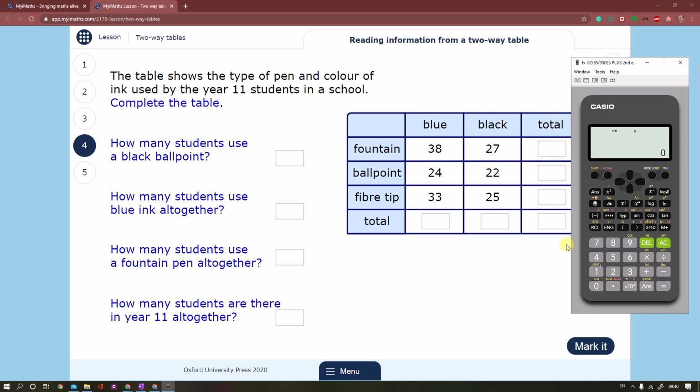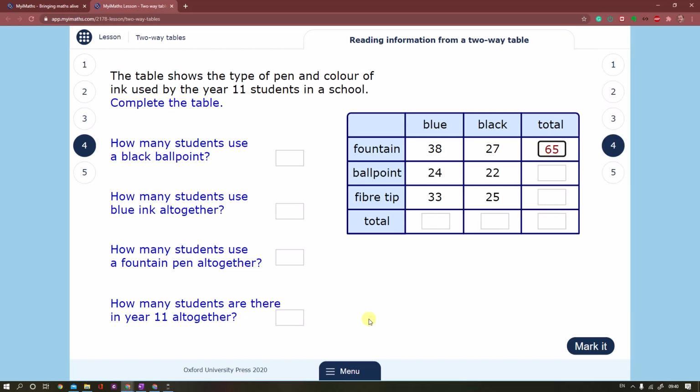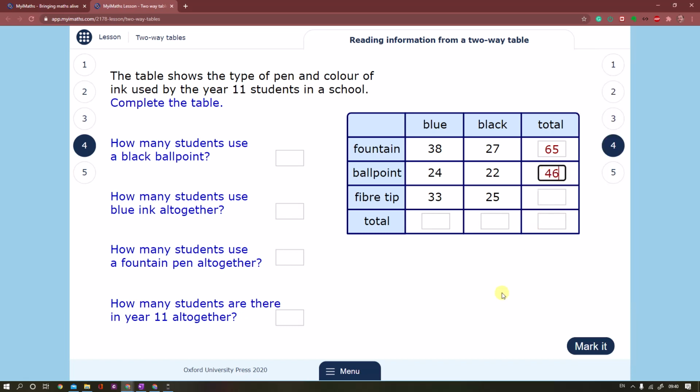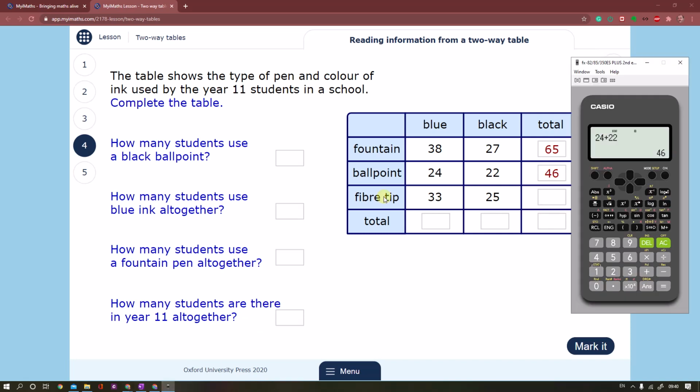So to get this, we need 38 blue fountain pens and 27 black fountain pens. That is 65 in total. Next one, 24 blue ballpoint plus 22 black ballpoint. It's 46. And fibre tips, 33 blue plus 25, and that's 58.